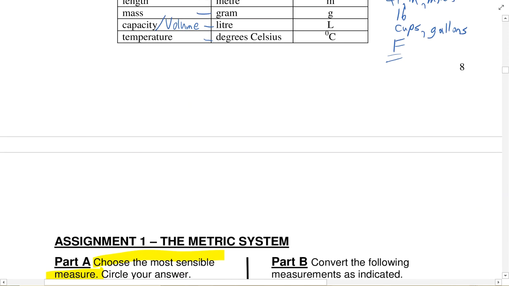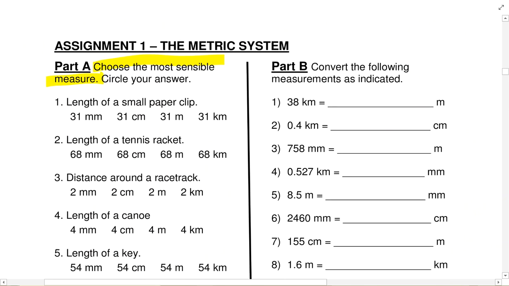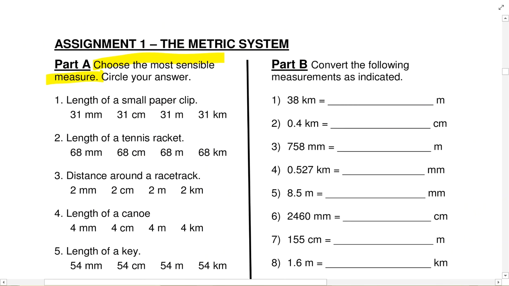So right now, you should be doing assignment number 1, converting these, okay? Of course, here we're looking for reference. For a small paper clip, you wouldn't measure it in kilometers. So you're just choosing appropriate measurements based on the size of the item.